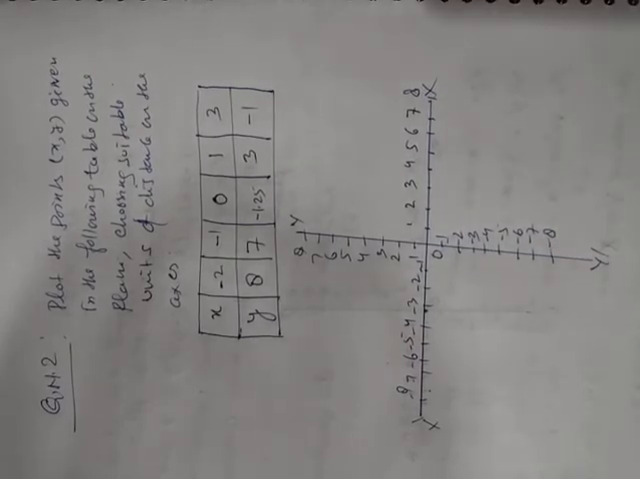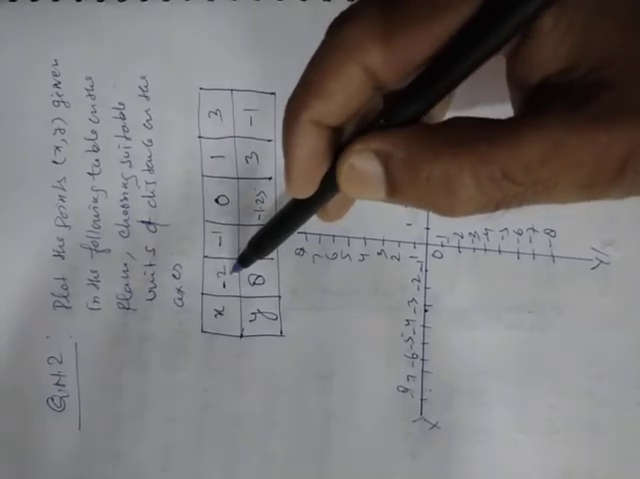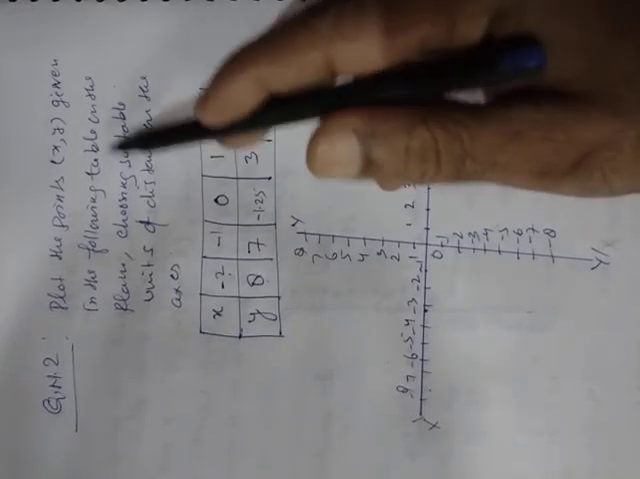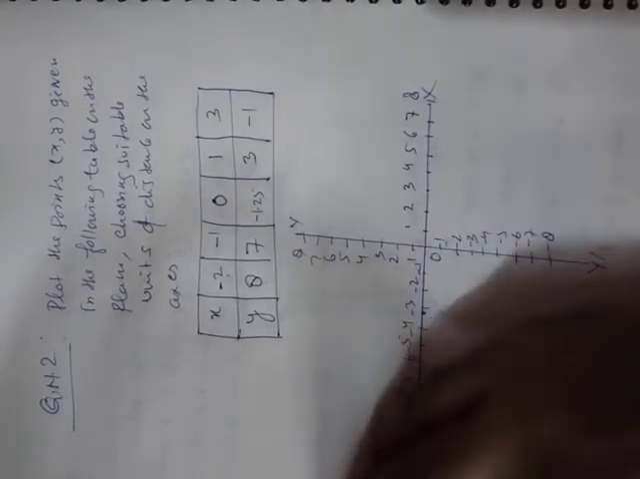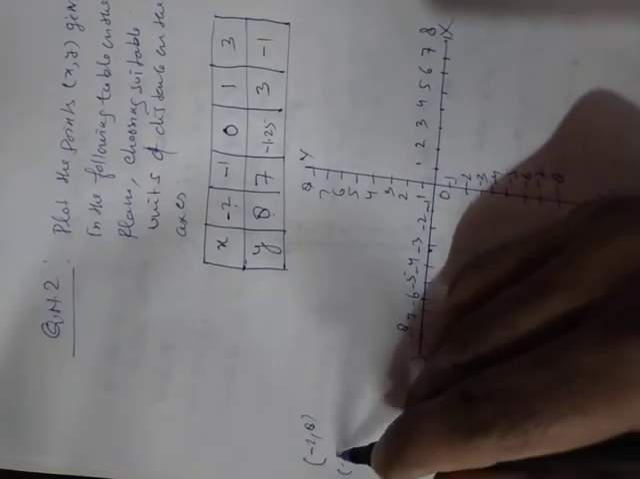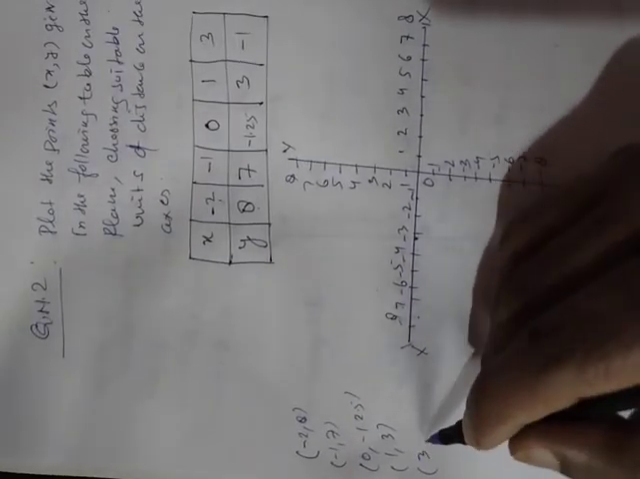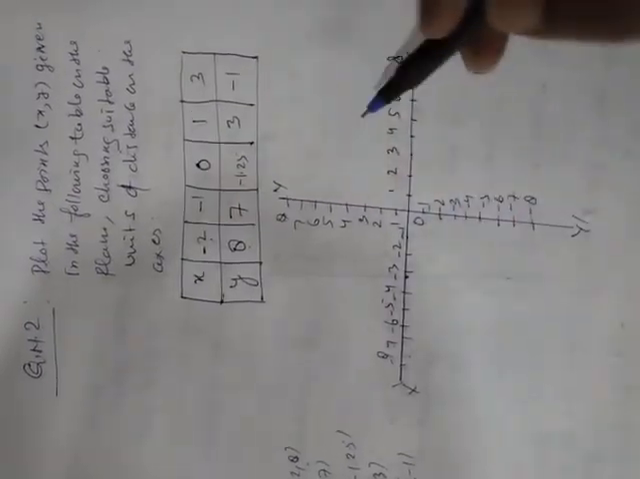Now you have to plot the points (x, y). X is -2 and y is 8. That is (x, y). You can see here (-2, 8), (-1, 7), (0, -1.25), (1, 3) and (3, -1). These points you have to locate and plot.